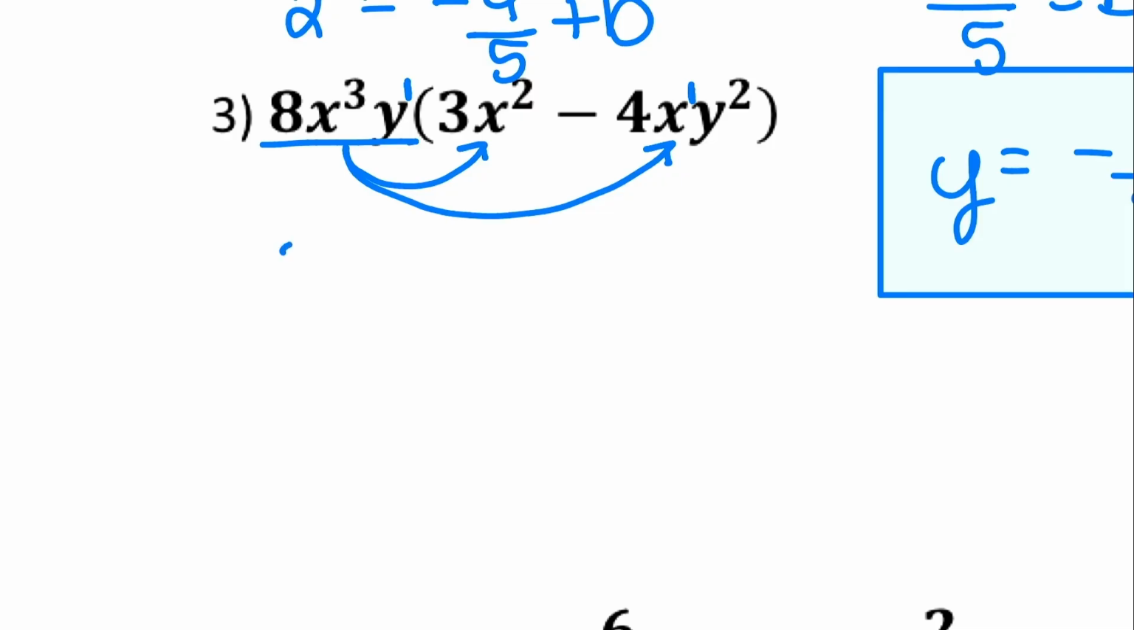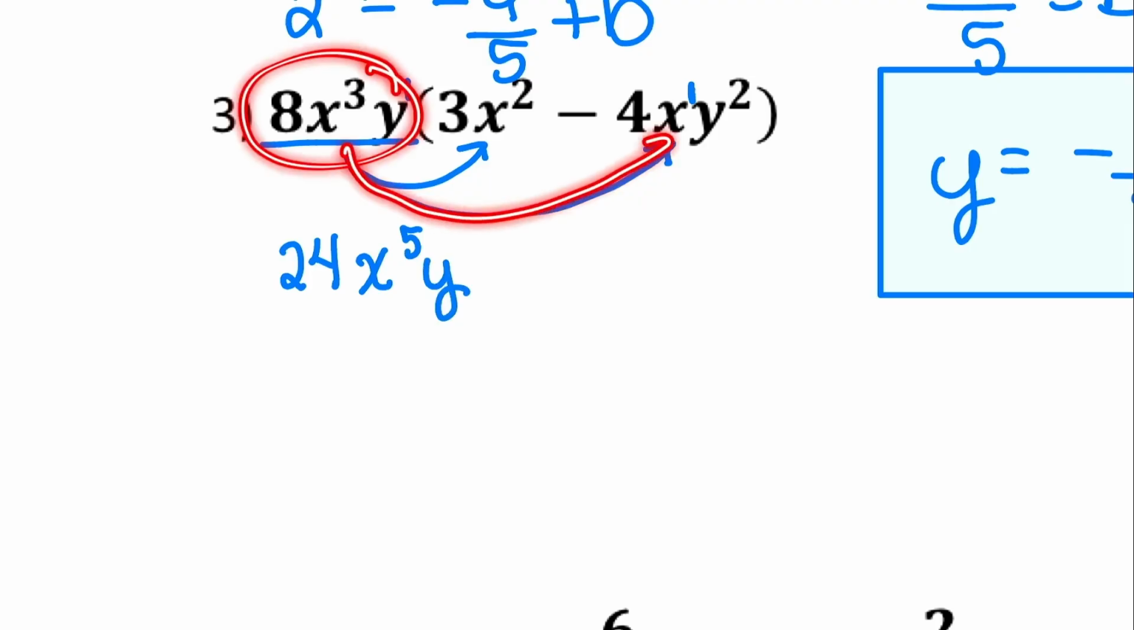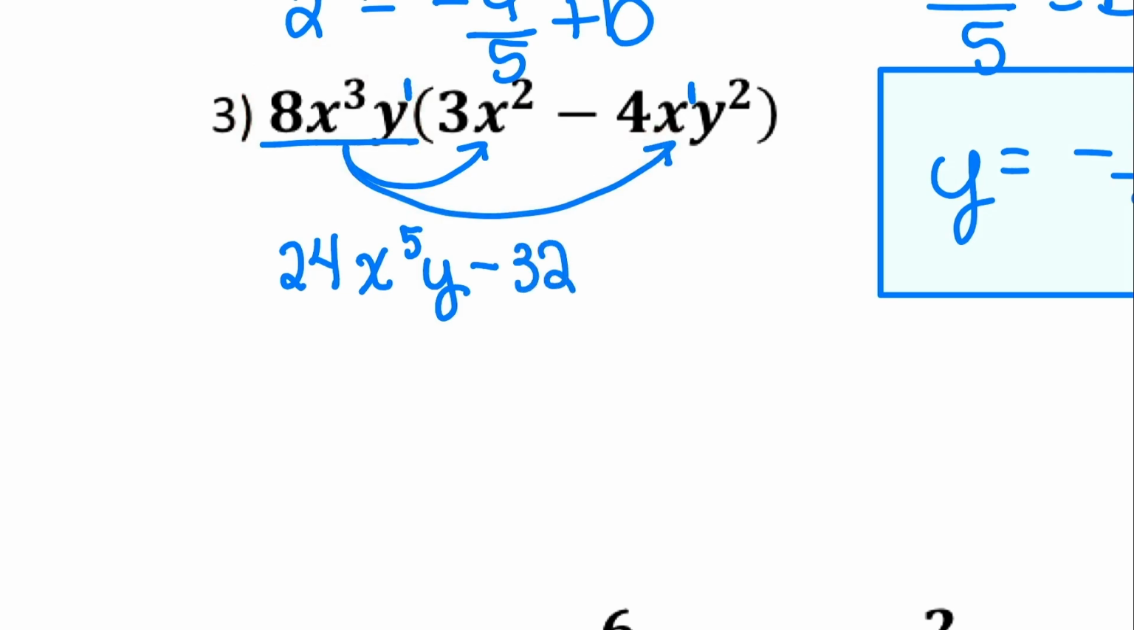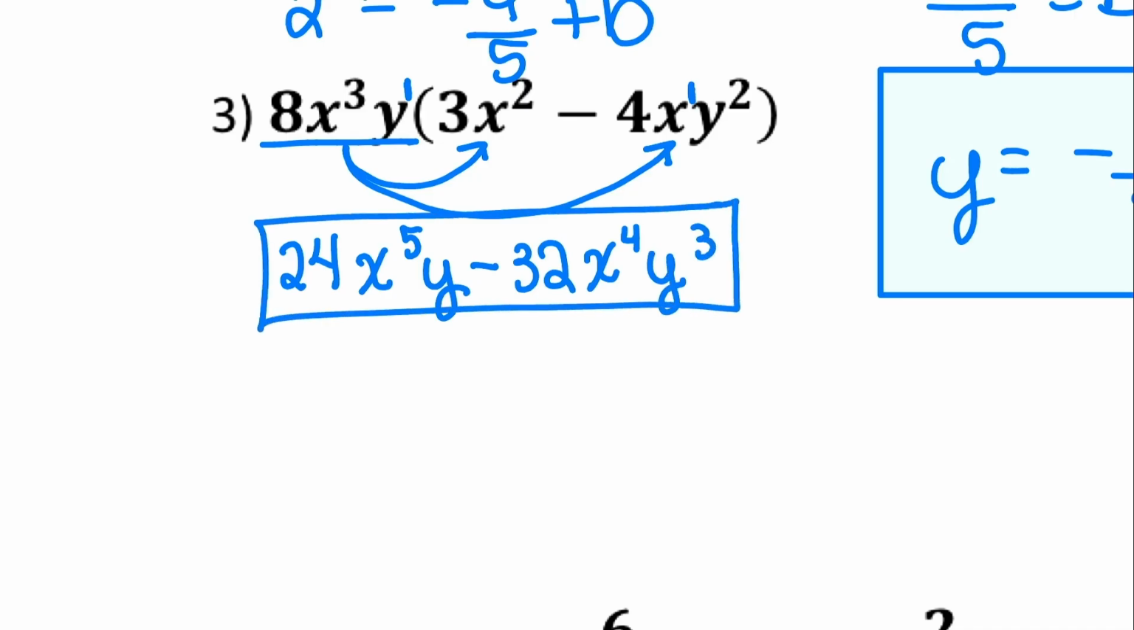8 times 3 is 24. X cubed times x squared is x to the 5th. And then that y is just going to hang out there with it. Now, as we distribute 8x cubed to this term, we're going to have 8 times negative 4, that's negative 32. Then x cubed times x to the first is x to the 4th, and then we're going to have y to the first times y squared, which is y cubed. So this is our final answer here.